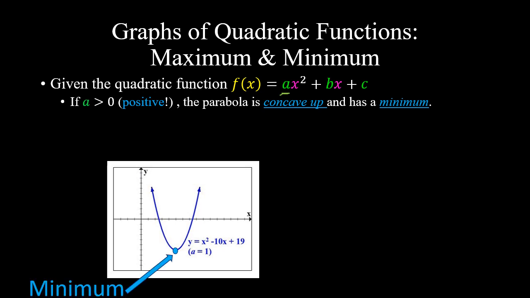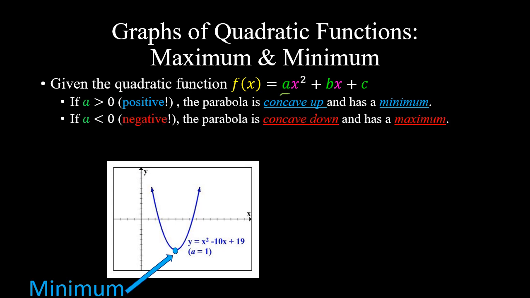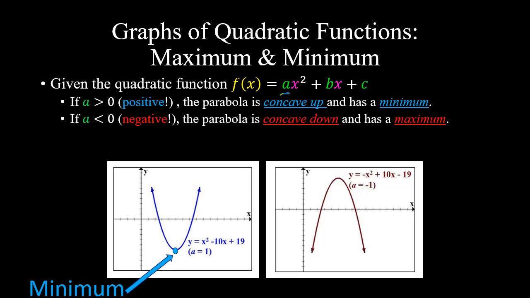And that should make sense, right? Because minimum, you think smallest. It's down here on the bottom of the graph. Minimum point. Conversely, if a is negative, meaning a is less than 0, that means the parabola is concave down, which we just talked about, shaped like the letter A, and it has a maximum. And what is the maximum? It's that top point.